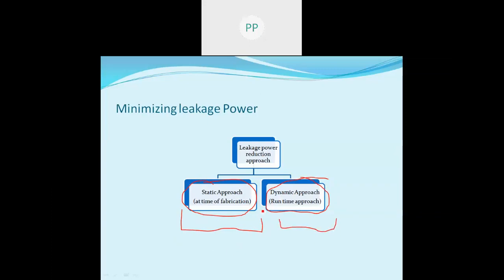Then we should discuss why we need to reduce the leakage power, because we have discussed a lot about reducing the dynamic power. So what is the need? Why should we talk about minimizing the leakage power?